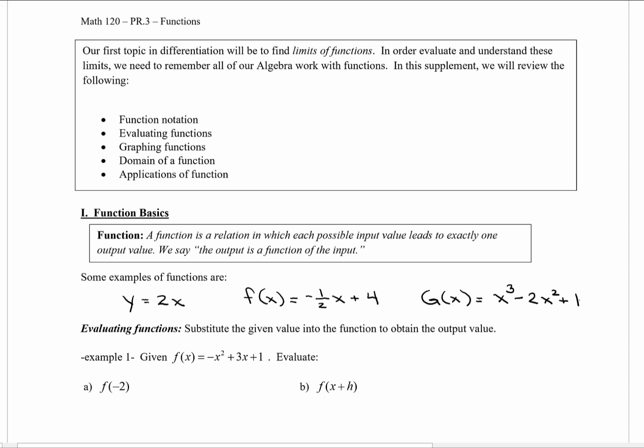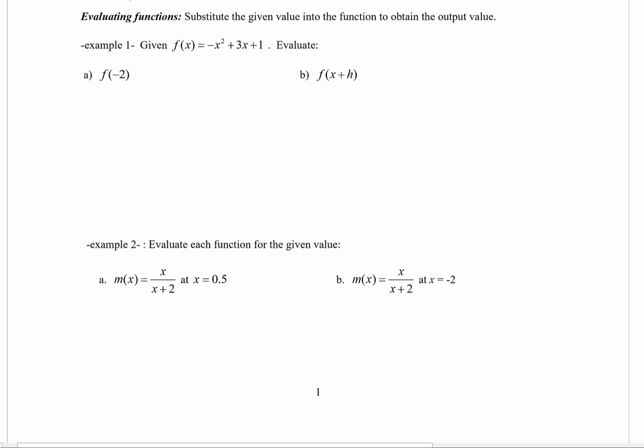Evaluating functions. Substitute the given value into the function to obtain the output value. Example 1. Given f of x equals negative x squared plus 3x plus 1, evaluate A. f of negative 2. If I want to evaluate f of negative 2, I'm going to need to substitute x equal to negative 2 every time I see an x.